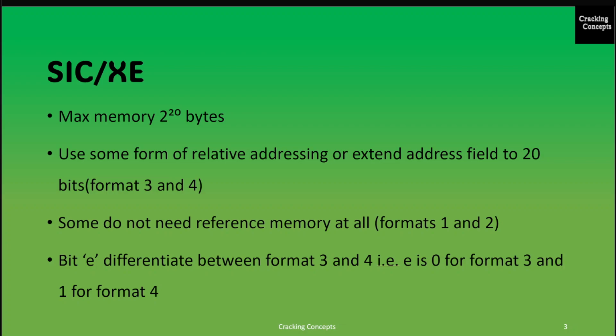Now, looking into the instruction format, there are two possible options here. Either we need to use some kind of relative addressing or extend the address field to 20 bits. Now, that is done in format 3 and 4 of SIC XE. And there are some cases that do not need any reference memory at all. That is the format 1 and 2 in SIC XE. Now there is a bit E that is used to differentiate between format 3 and 4. Thus E will be 0 for format 3 and 1 for format 4.